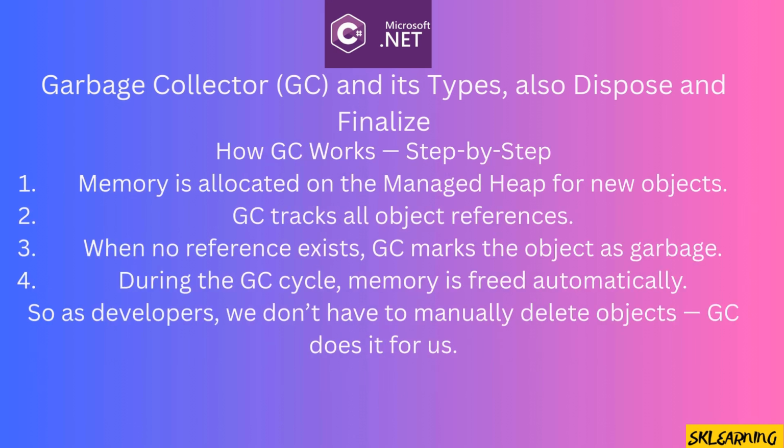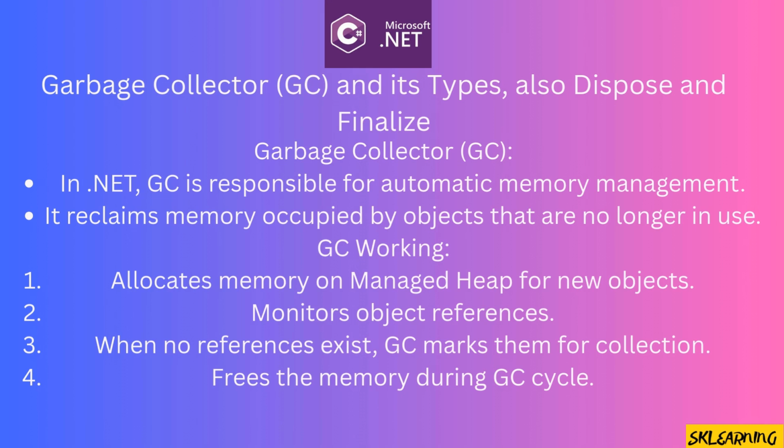How GC works? Step by step, memory is allocated on the managed heap for new objects. GC tracks all object references. When no reference exists, GC marks the object as garbage. During the GC cycle, memory is freed automatically. So as developers, we don't have to manually delete objects. GC does it for us.